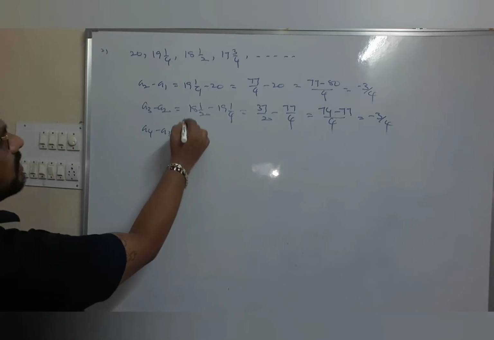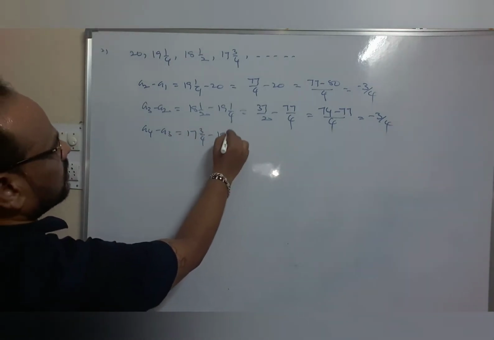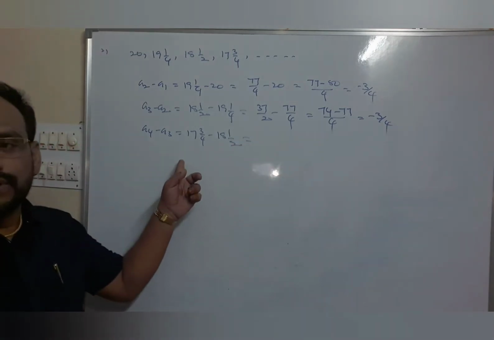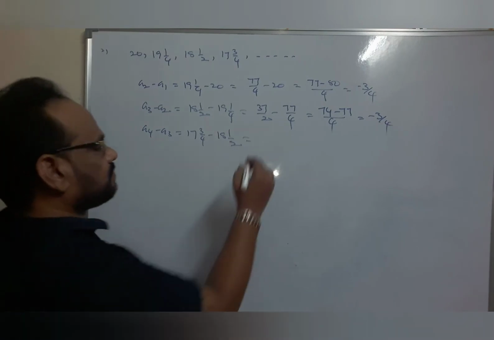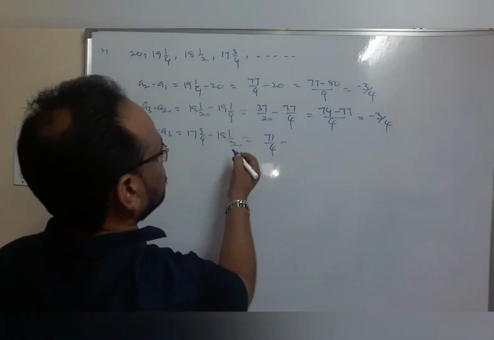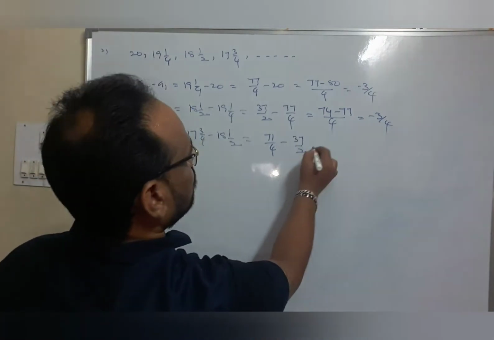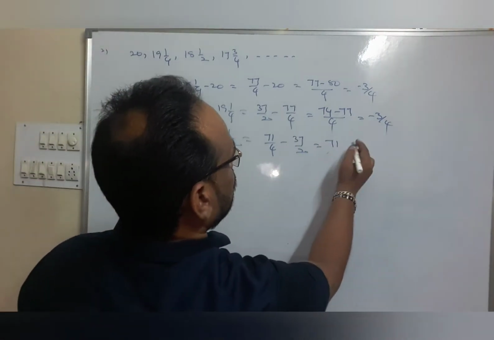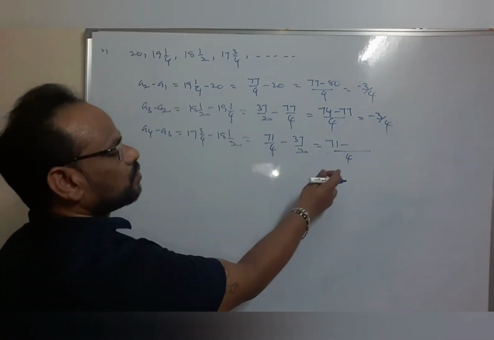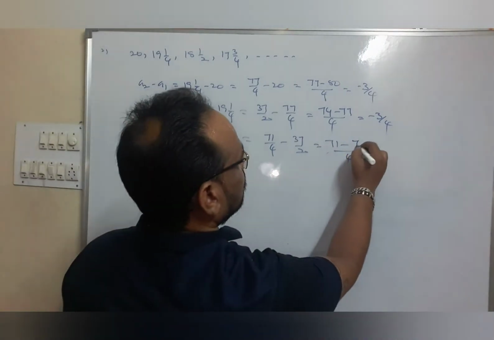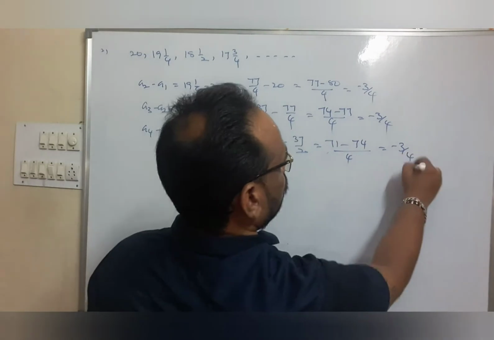A4 minus A3, that is 17 and 3/4 minus 18 and 1/2. 17 fours are 68, 68 plus 3 is 71, so 71/4 minus 18 twos are 36, 36 plus 1 is 37/2. If you do LCM, LCM is 4, 2 times 37 is 74, so (71 minus 74)/4, that is equal to minus 3/4.